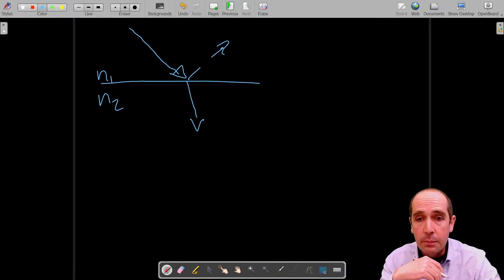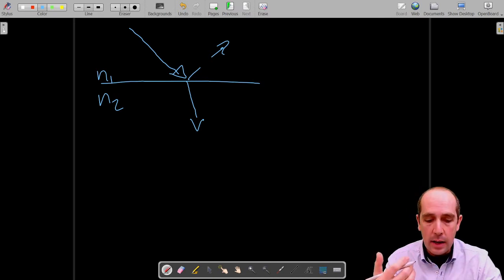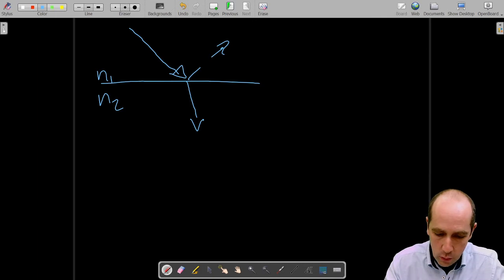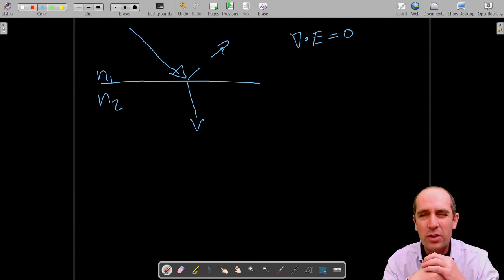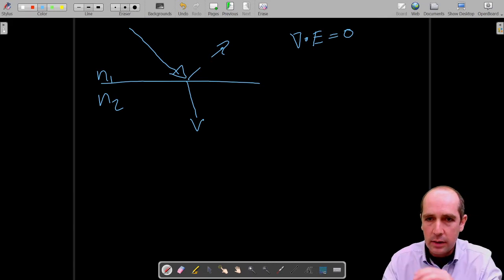First things first, what governs the behavior of electromagnetic waves is basically what we call Maxwell's equations, which I will just draw here very quickly. So first of all, we have that the divergence of the electric field is, let's say, equal to zero. It's actually equal to the charge density, but let's think of just dielectric materials for the moment. So materials where there are no charges accumulated anywhere.